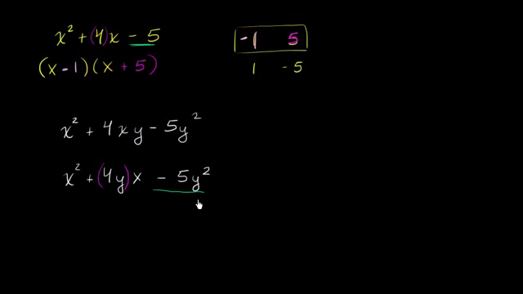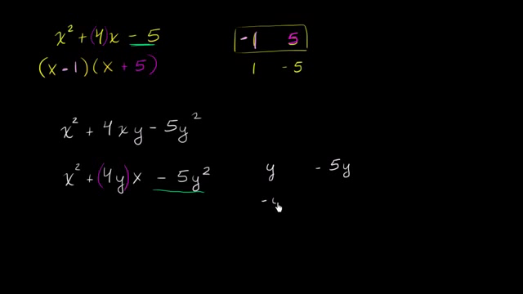So let's think about how we could do this. One option would be, let's say, positive y and negative 5y. So where would this take us? Positive y times negative 5y would indeed be equal to negative 5y squared. But then if I add y to negative 5y, I'm going to get negative 4y. So this doesn't work. But let's see if we swap the two signs.